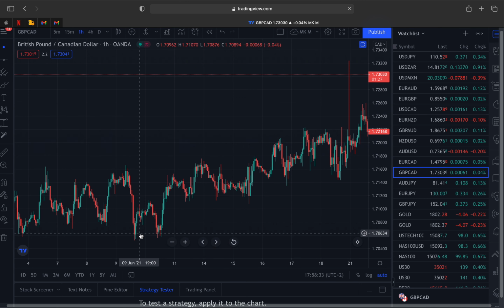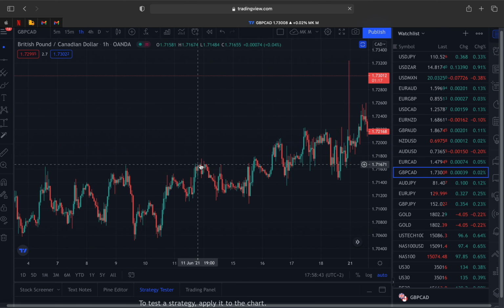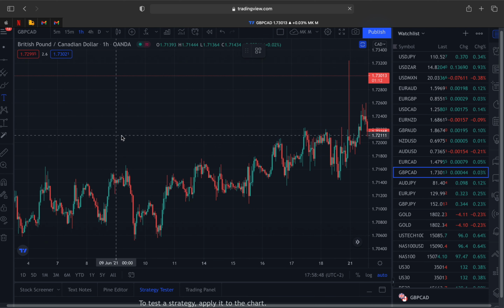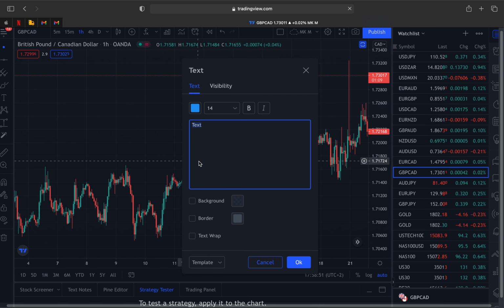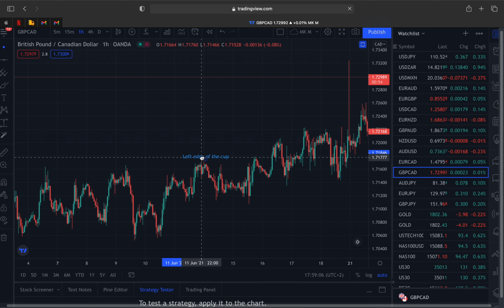Okay, so as you see now, we have this uptrend. The market is trending up. So when the market is trending up here, it will form the left edge of the cup. That's your left edge of the cup right there.